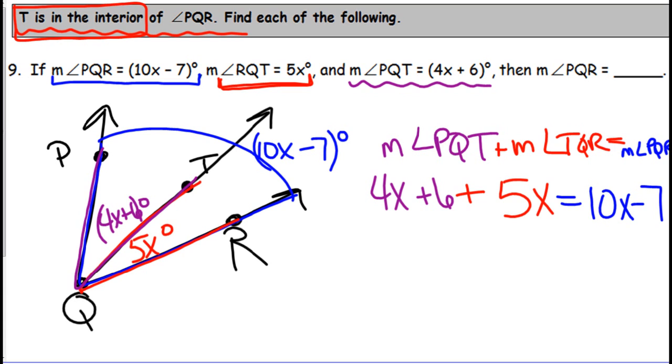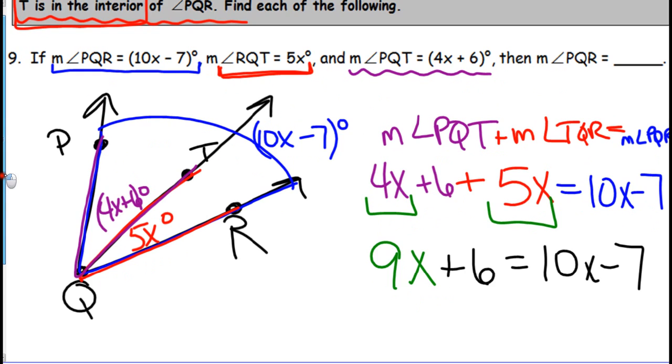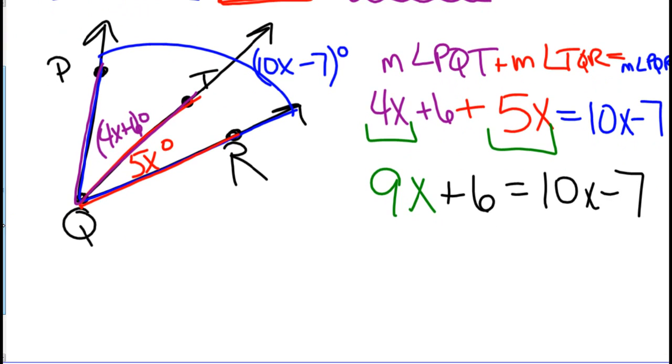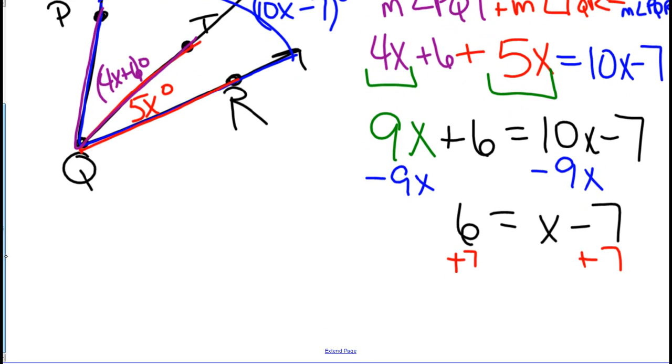If you're a little rusty with your algebra, remember chicken, lettuce, tomato, combine like terms. 4x and 5x gives me 9x plus 6 equals 10x minus 7. Then I'm going to subtract 9x from both sides, so it makes it a little easier for me. I will have 6 equals x minus 7. I will add 7 to both sides, so I get x equals 13.